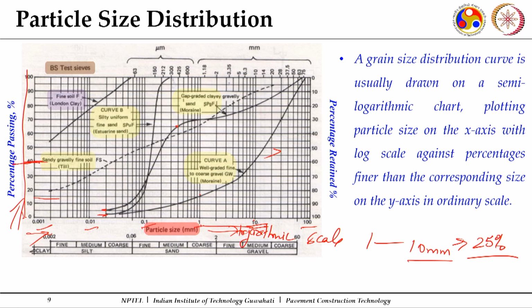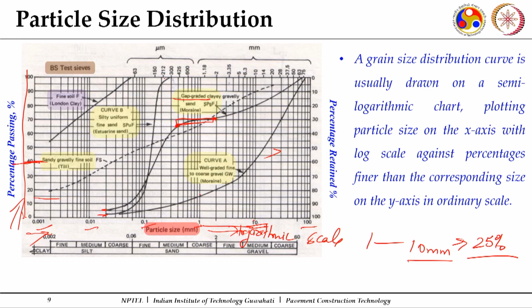So, 150 micron will be there, and this is, say, my 2 mm. In this particular range you have a very small percentage, even less than 5% material. So, there is one particular size which is missing here. This kind of curve shows that it is gap graded, some particular sizes are missing.